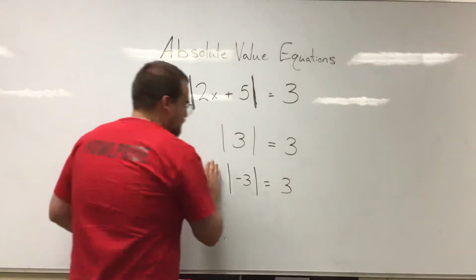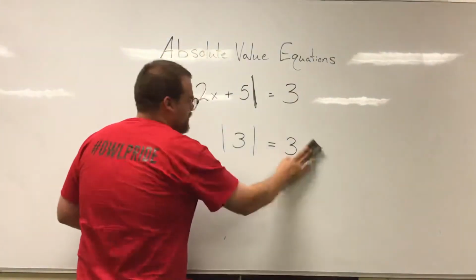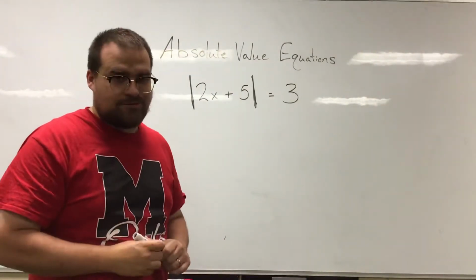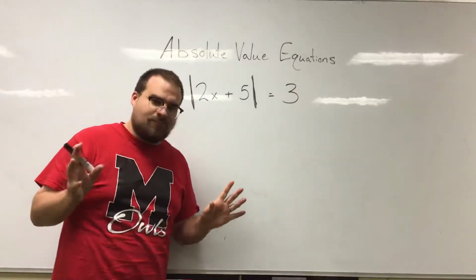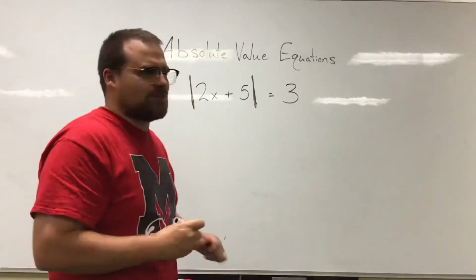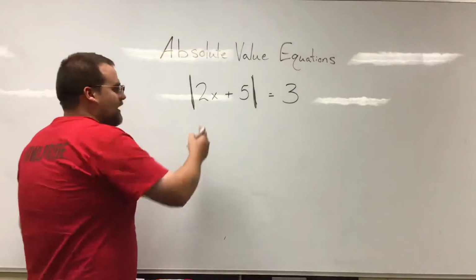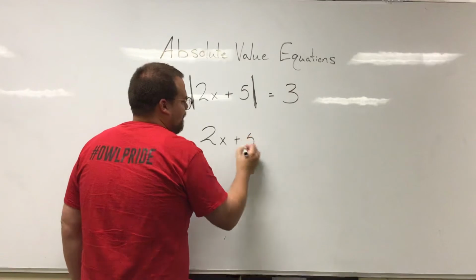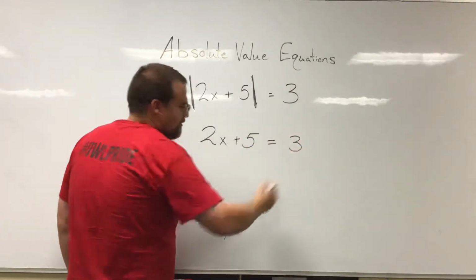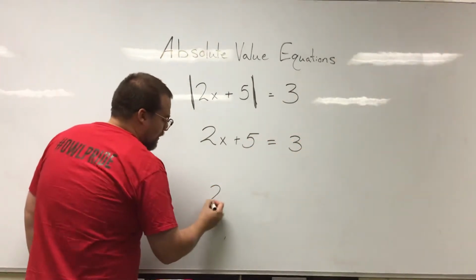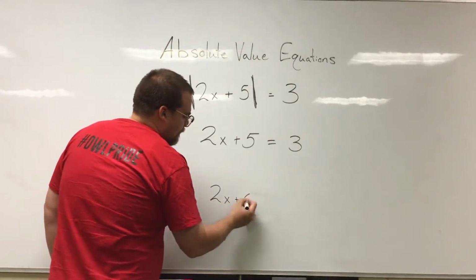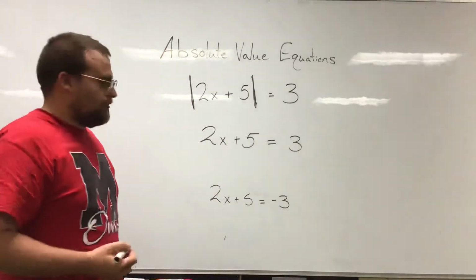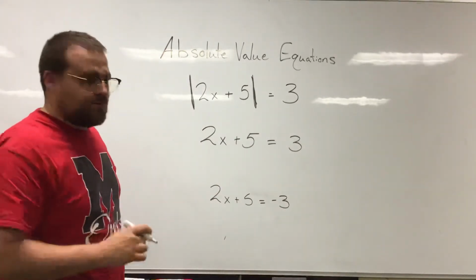To do that, we're going to rewrite this equation with both possible answers. I know that seems weird, but follow along with me. It'll make a little more sense as we go along. So I'm going to write this 2 times. I'm going to write 2x plus 5 equals 3, and then I'm also going to write 2x plus 5 equals negative 3. And I'm going to solve each one of these.